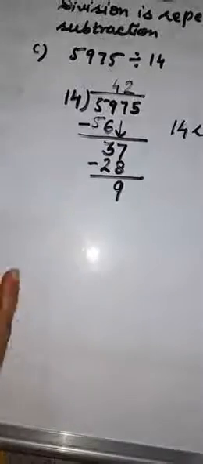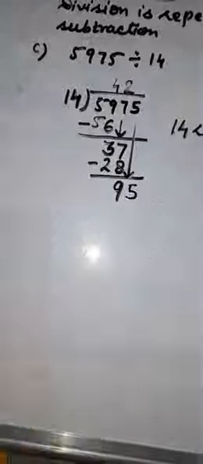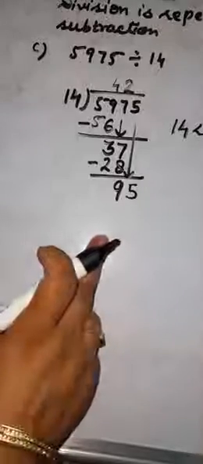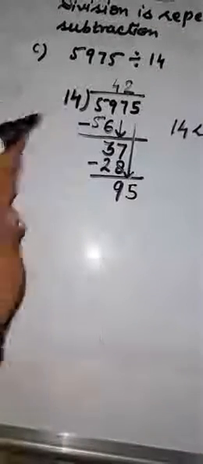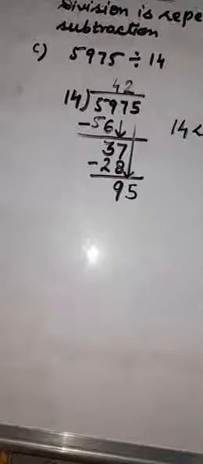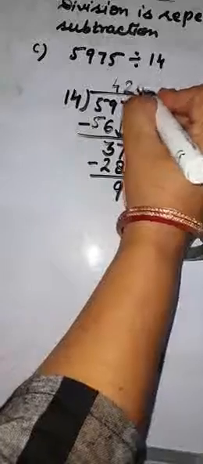Now here 9 is smaller than 14. So what we need to do here? Just bring down 5. Right, now it is 95. So now it is 95. Just read the table of 14. So here it's 6 times.